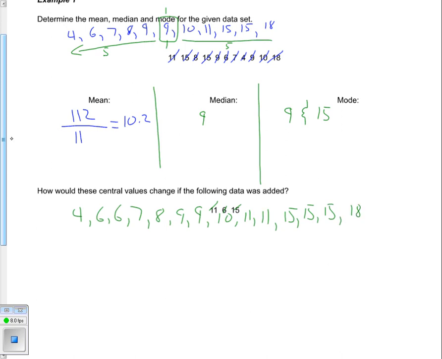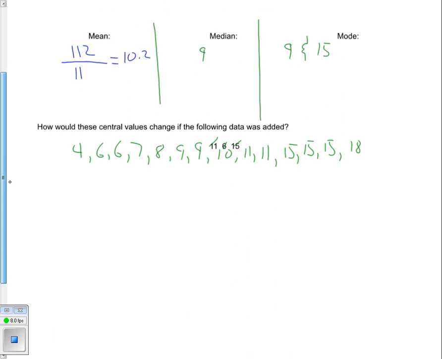Okay? So now I want to do the same thing. I want to figure out my mean, median, and mode given this new data set, and then compare it to the old one. Okay, so we'll do mean, median, and lastly, mode.